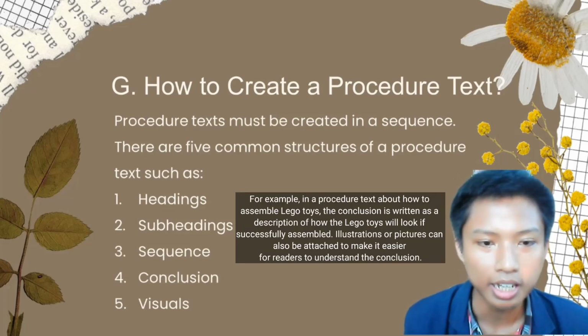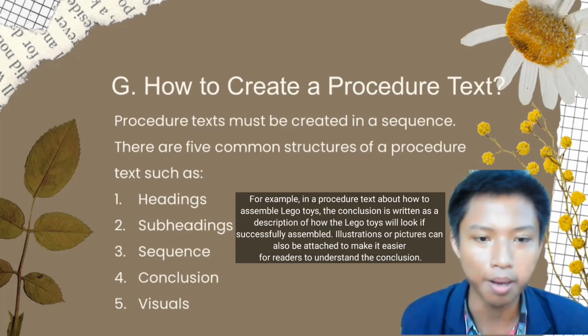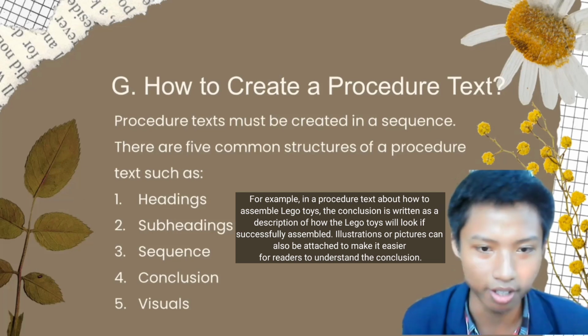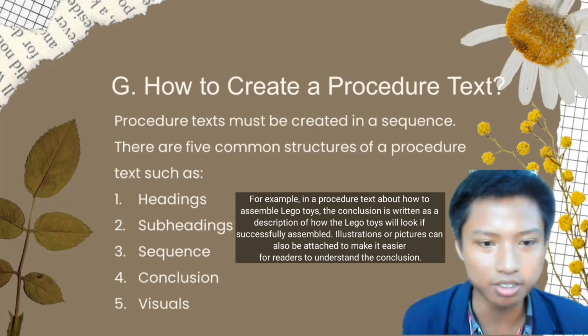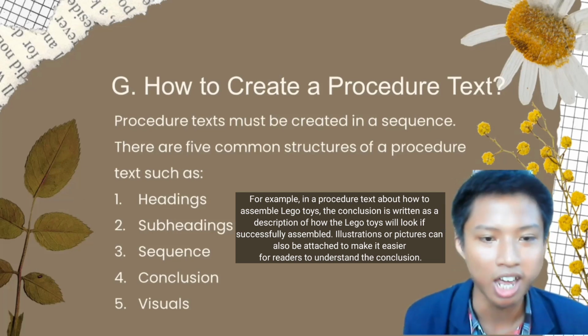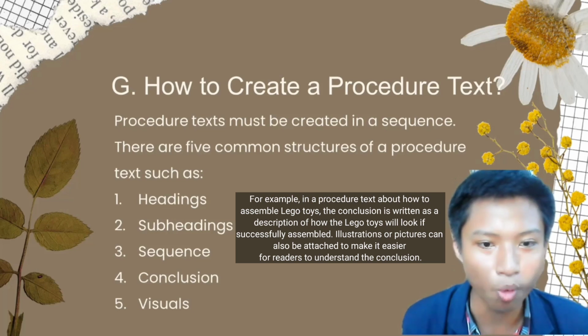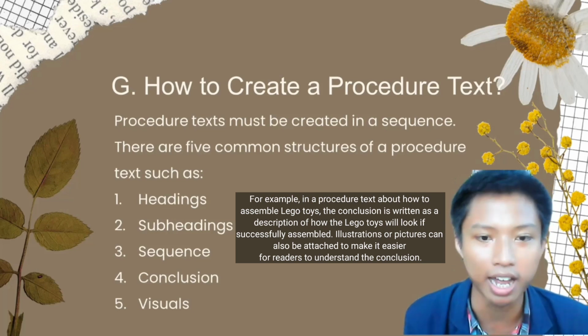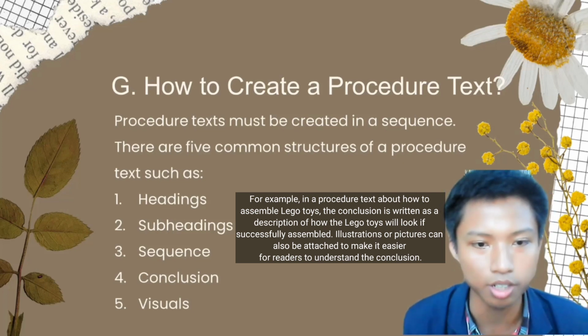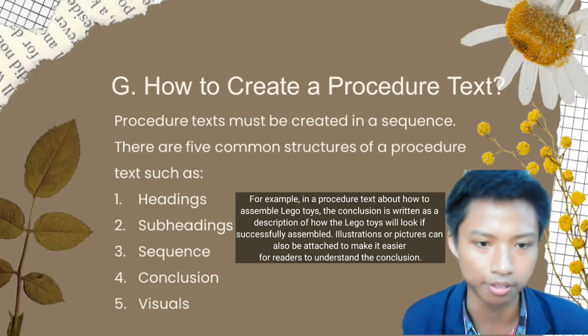For example, in a procedure text about how to assemble Lego toys, the conclusion is written as a description of how the Lego toys will look if successfully assembled. Illustrations or pictures can also be attached to make it easier for readers to understand the conclusion.